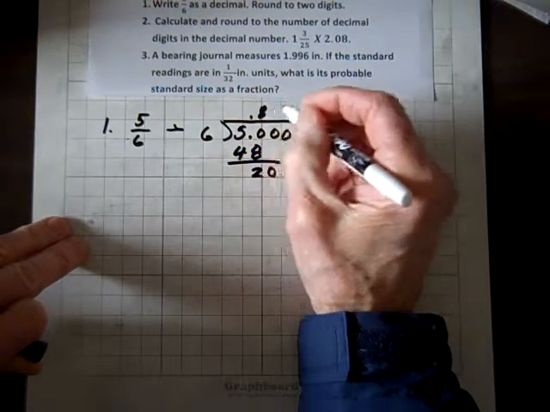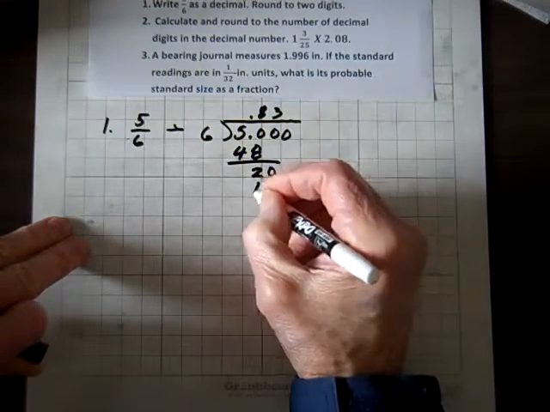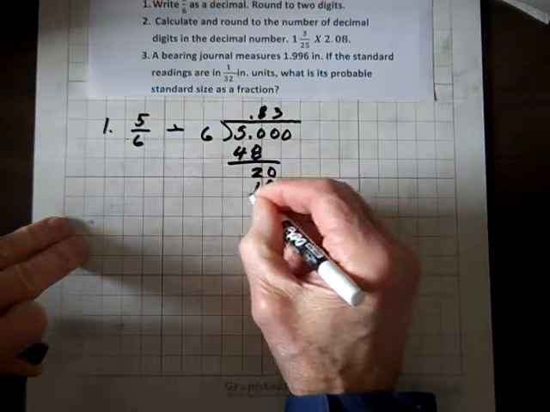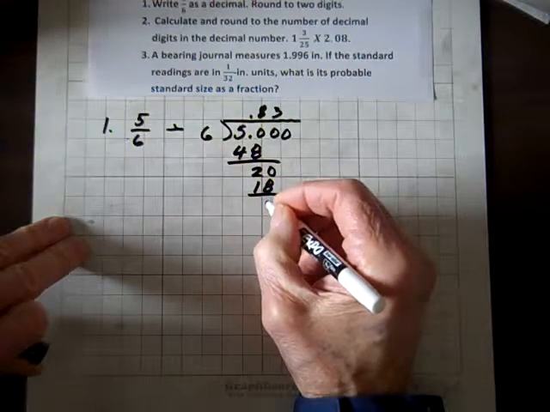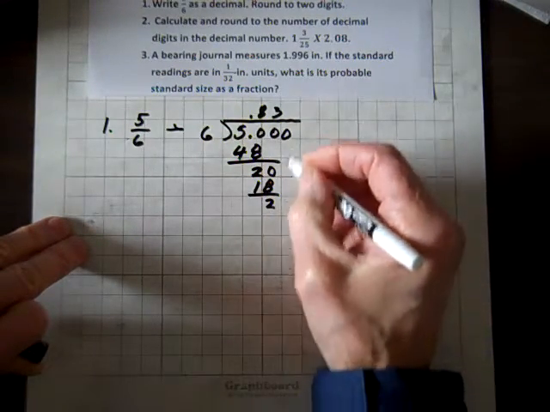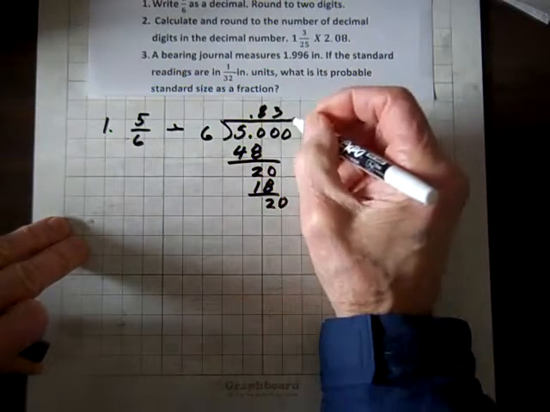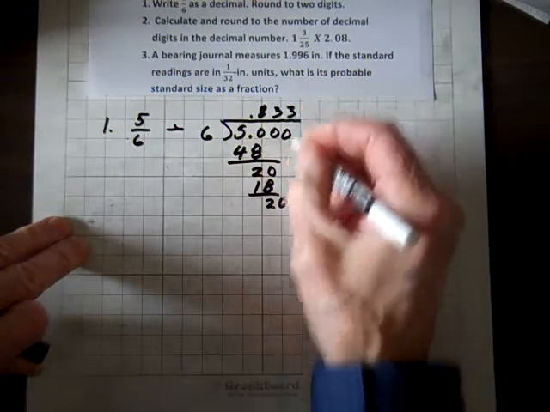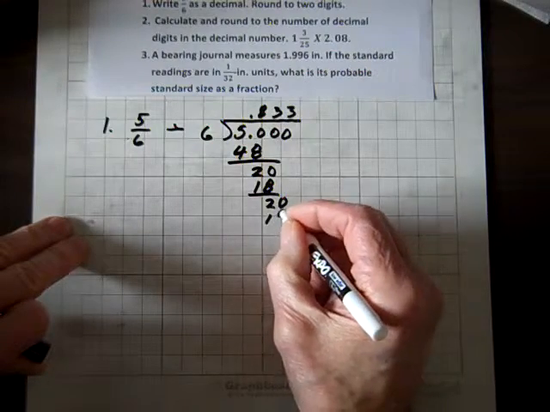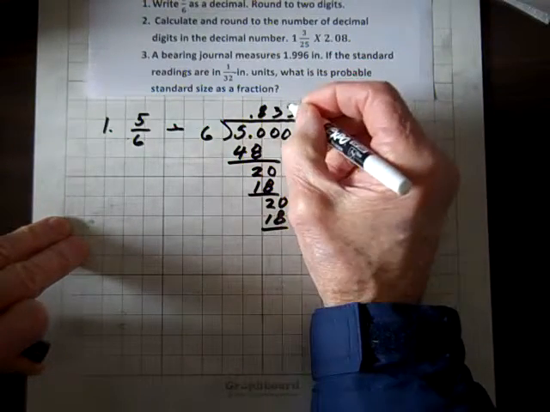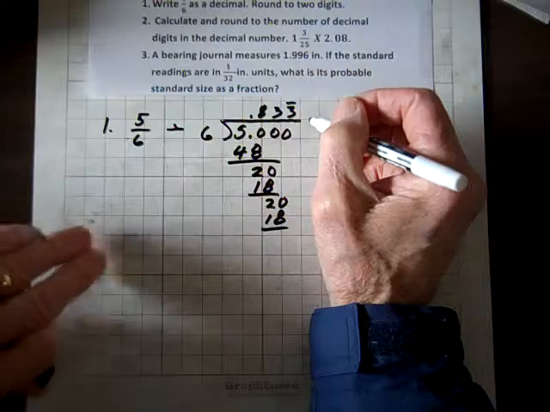And now 3 times 6 is 18. And when we subtract, we get 2. And we'll bring another 0 down, and you can see what's going to happen. We'll multiply by 3 again and get 18 and so on. So this 3 is just going to repeat.